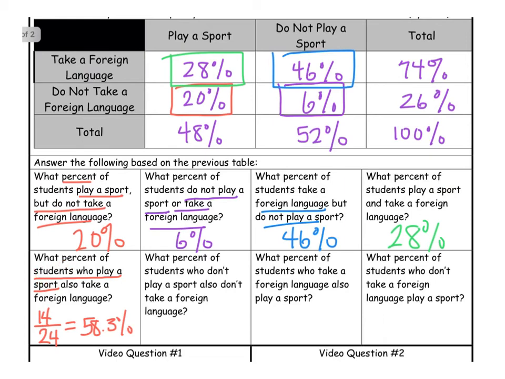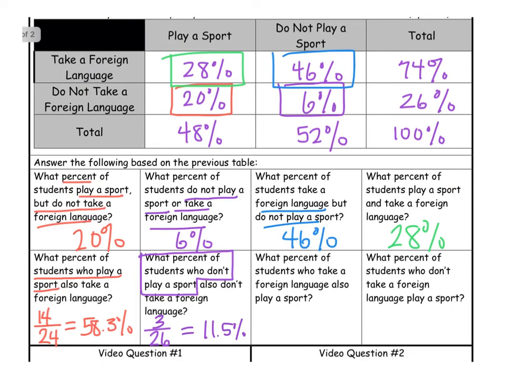So if we look at this question as well, what percent of students who don't play a sport? So what percent of the students who don't play a sport? Well, how many students don't play a sport? The number of students that don't play a sport were 26, and we got that from the two-way table before. Of those 26, how many do not take a foreign language? And that number is 3. And so if we change that to percent, we get about 11.5%.